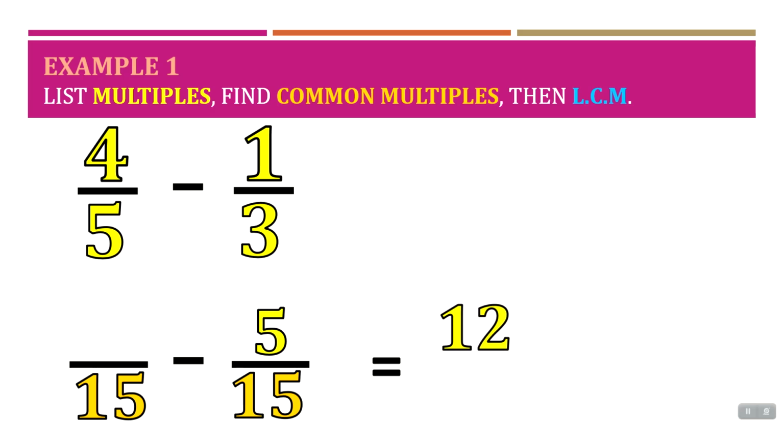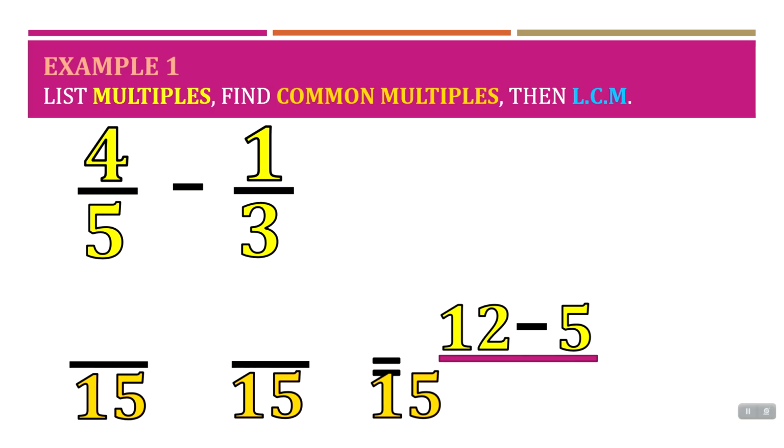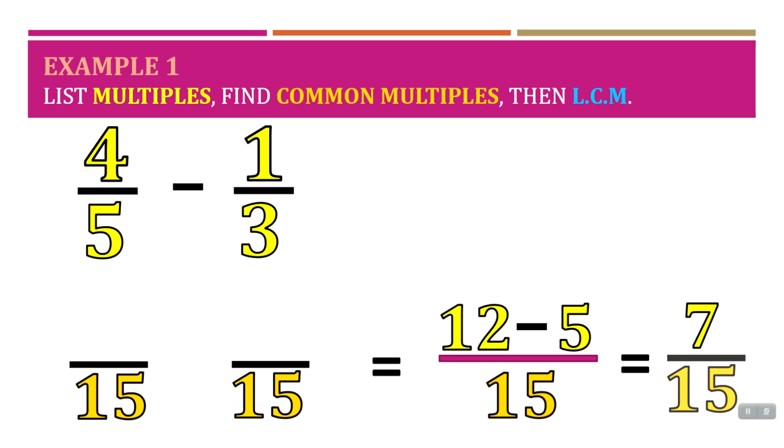12 take away 5, and we keep the denominator of 15. 12 take away 5 is 7, and we keep the denominator of 15. Our answer is 7 over 15.